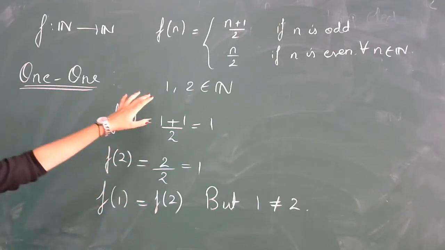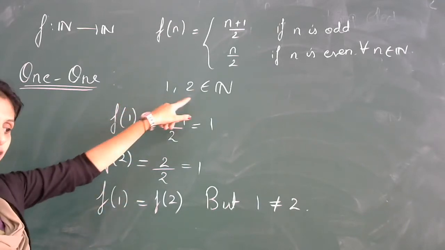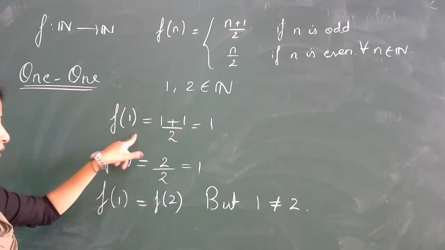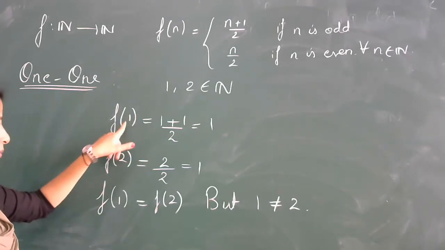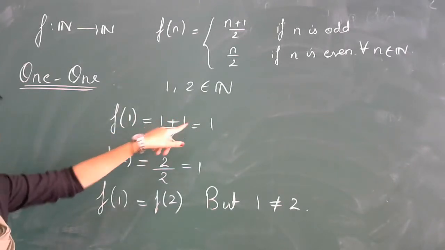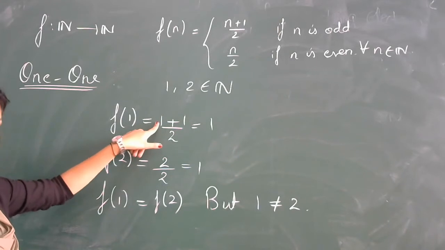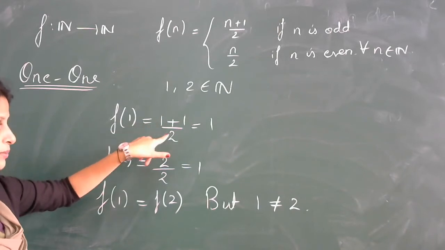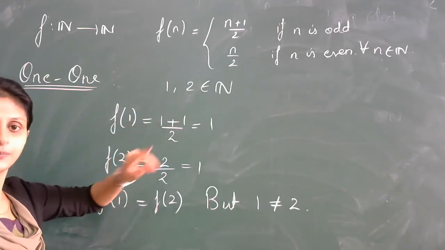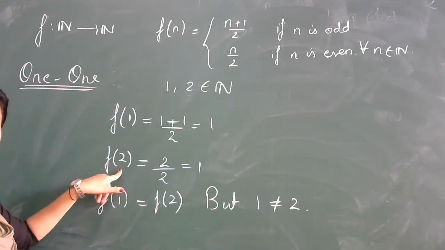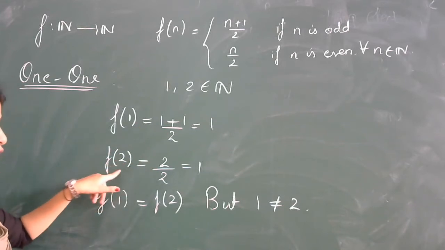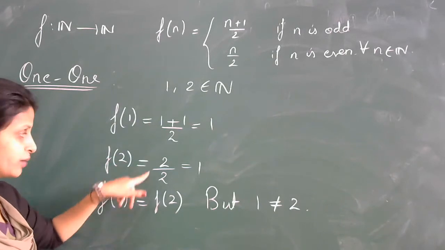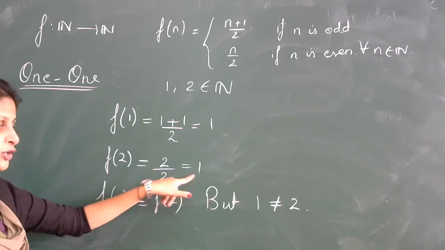Then you can observe that if I take two elements from the domain, 1 and 2, what will be f of 1 equal to? Since 1 is an odd number, f of 1 will be equal to n plus 1 by 2. What is n? It is 1. So it will be 1 plus 1 by 2, that is equal to 1. And what will be f of 2 equal to? Since 2 is an even number, f of 2 is defined as n by 2, that is 2 by 2. So f of 2 is equal to 1.